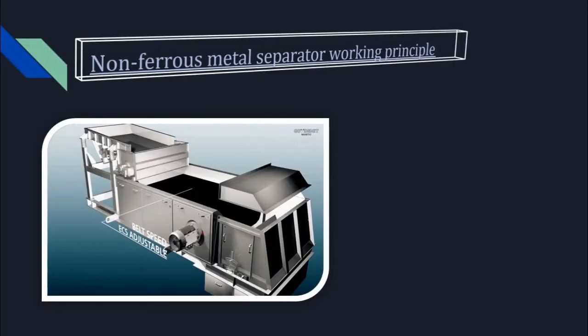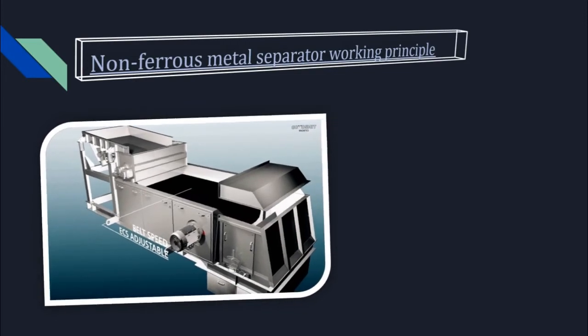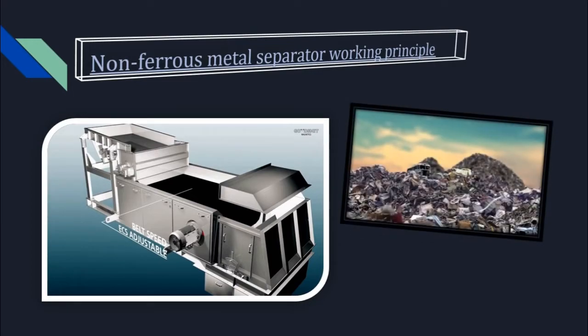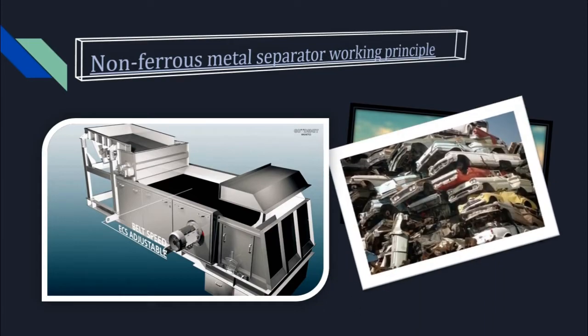Okay, so now we will talk about the working principle of a non-ferrous metal separator. Let's take an example. In a junkyard, old machines and cars are thrown away so that they can be scrapped into metals and materials that can be recycled and reused. However, after the machine and the cars are scrapped, the pieces of ferrous metals, non-ferrous metals, and inert materials will be all mixed up and they can't be differentiated. Thus, the non-ferrous metal separator will come in handy for the separation process.